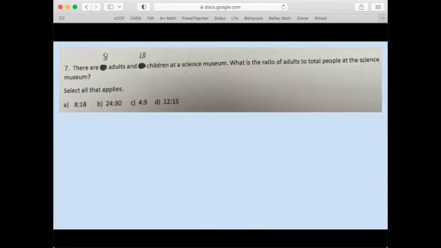Okay, so it says there are 8 adults and 18 children at a science museum. What is the ratio of adults to total people at the science museum? There are 8 adults and 18 children at a science museum. What is the ratio of adults to total people at the science museum? So my two quantities that we're going to use to create the ratio are adults to total people. So I'm going to label right here, adults. Let me put it in the center. Adults to total people, P for people.